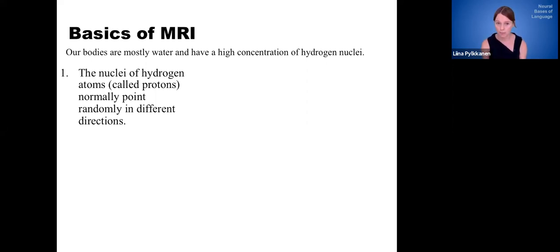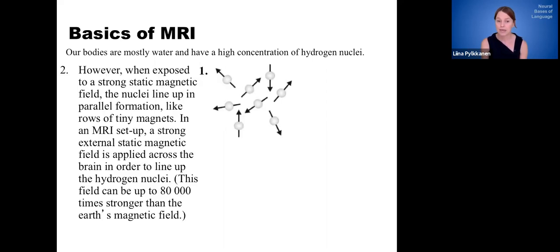So first of all, our bodies are mostly water, and therefore they have a high concentration of hydrogen nuclei. And so the hydrogen nuclei normally point randomly in different directions. But thanks to this very strong static magnetic field that is a component of an MRI lab, these nuclei line up in a parallel formation. So they all form something that we call an equilibrium.